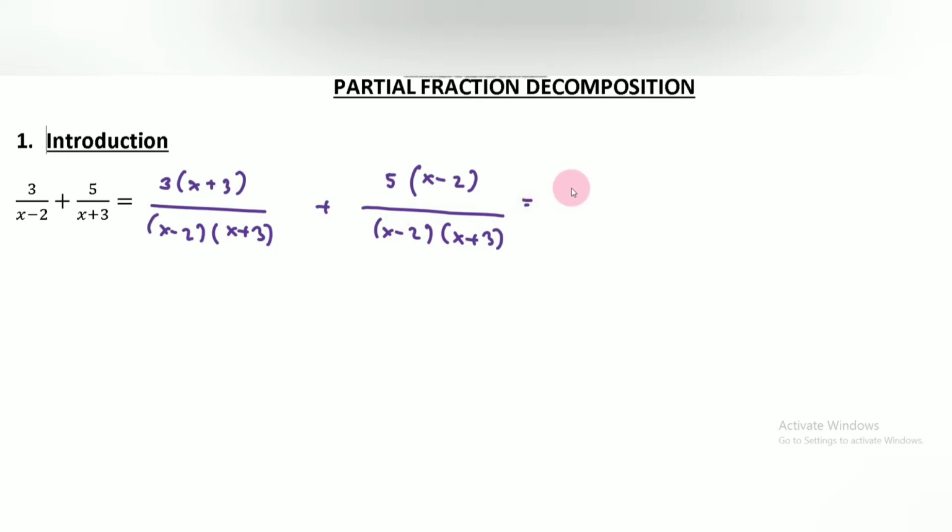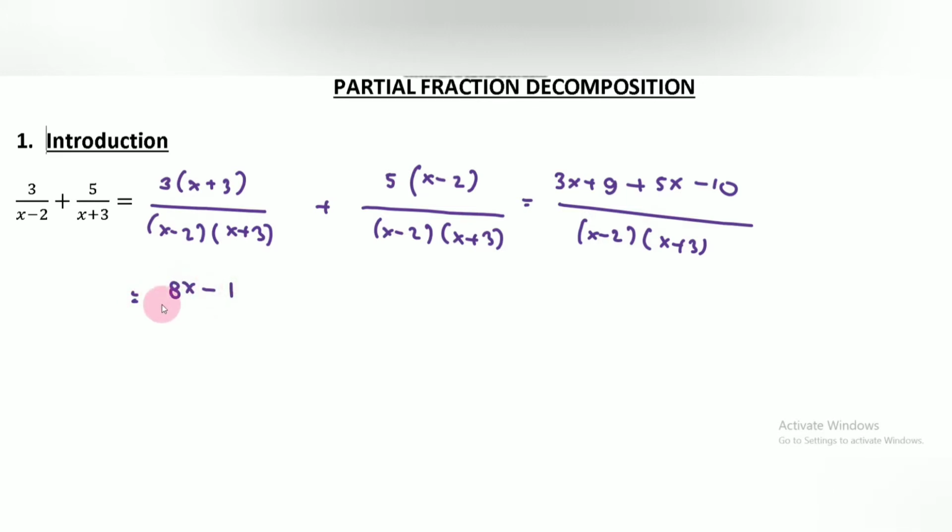So if I simplify this, it will be 3x plus 9, and let me just go directly, just to save time. So this one will be x minus 2 times x plus 3, and in the end it equals 8x minus 1 over, let me simplify the denominator, x squared plus x minus 6. Done.